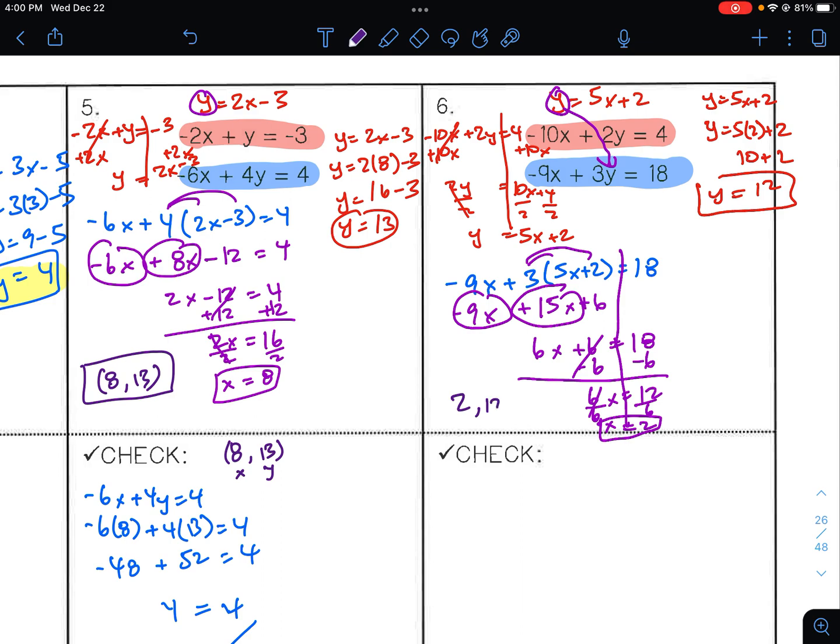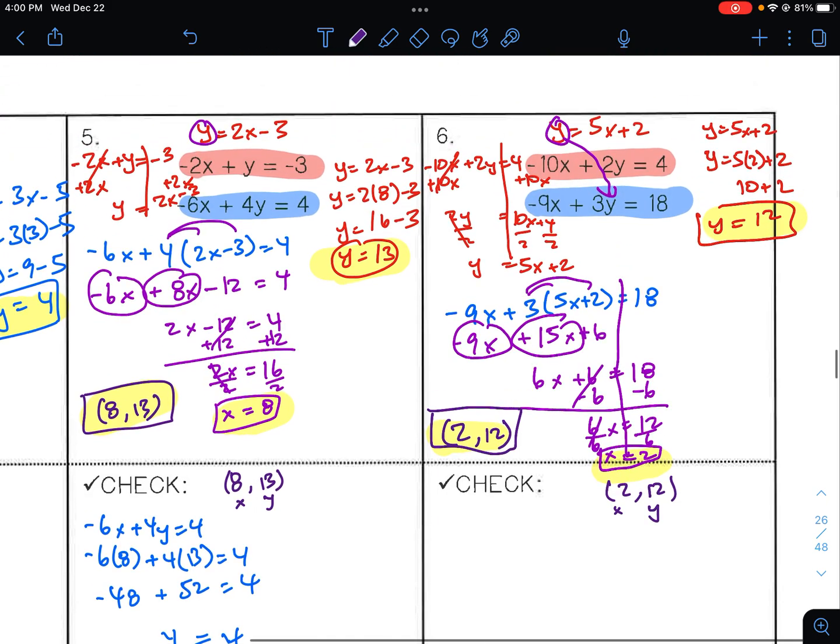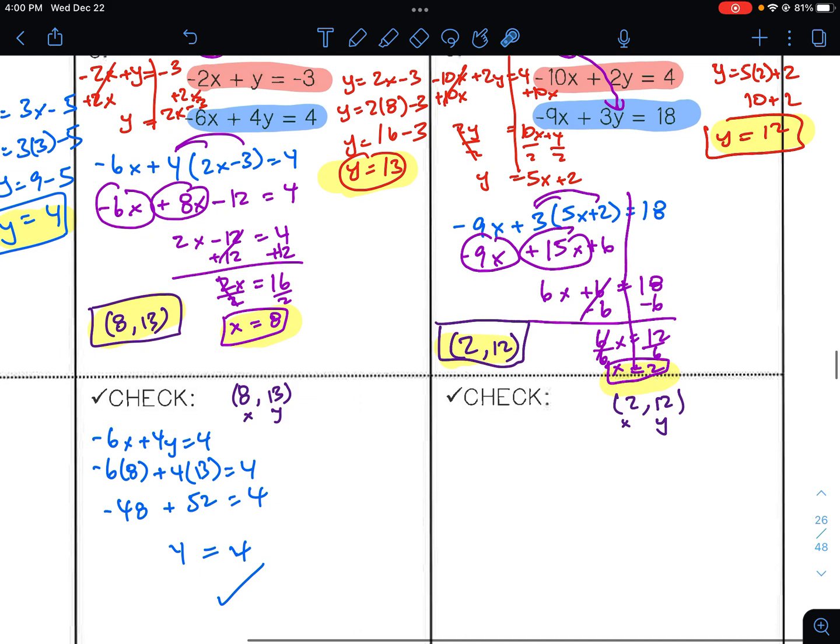2 and 12. Oops, forgot to highlight those answers. All right, 2 and 12. Remember, 2 is x, 12 is y. I just did the red equation, so I should probably use the blue equation and see if it works there.